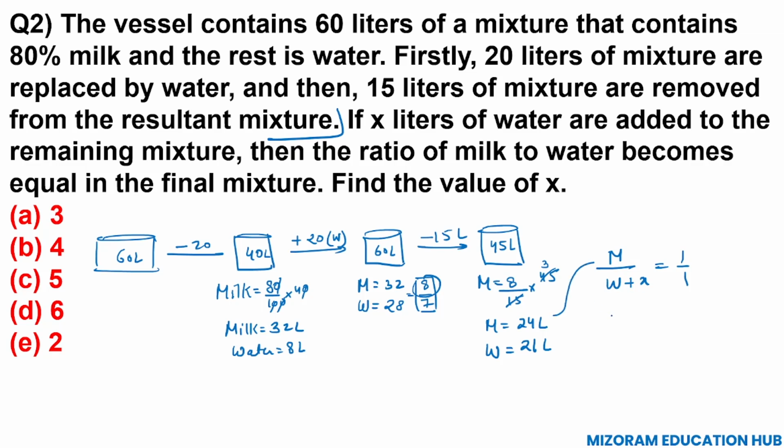So value of milk kan neya somni pali, value of water kan neya somni pakhat plus x is equals to 1 by 1. So cross multiply la 24 is equals to 21 plus x. So x is equals to 24 minus 21. So 3 liter add ang idon. Hemi thili option A is correct answer.